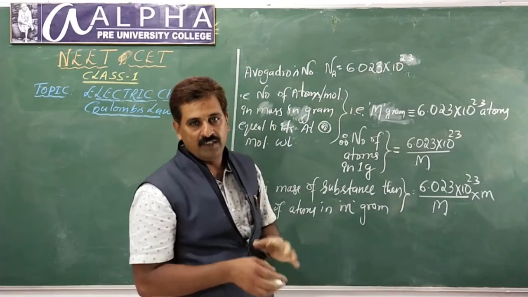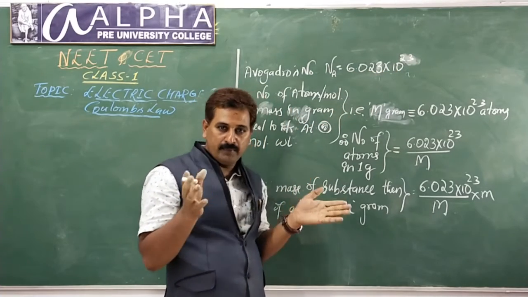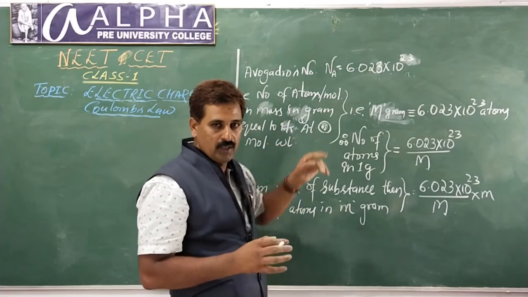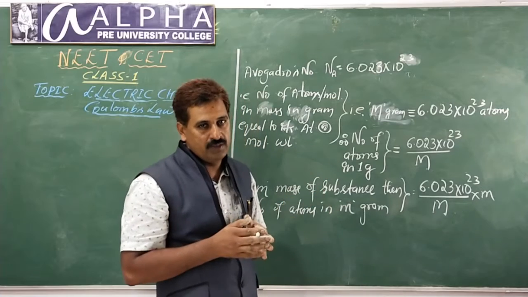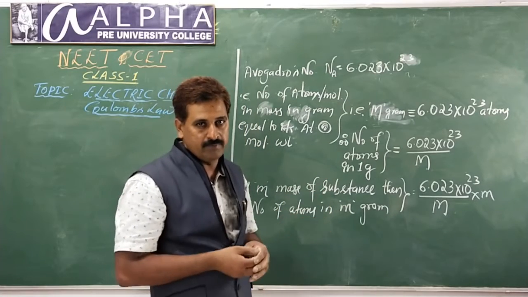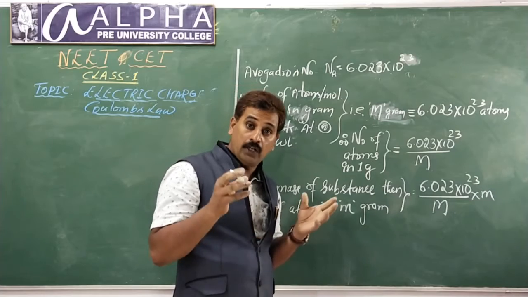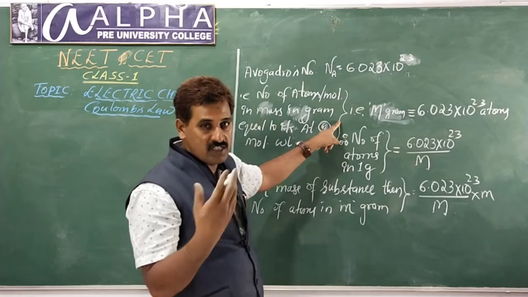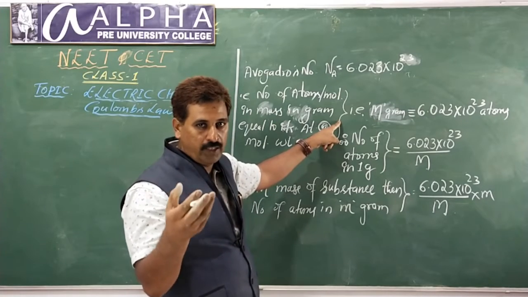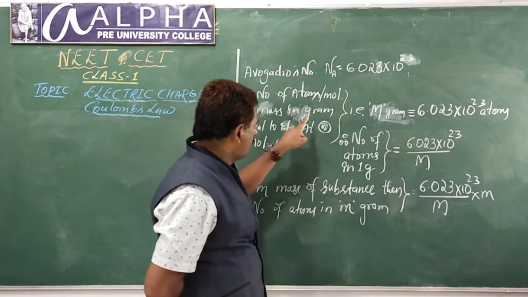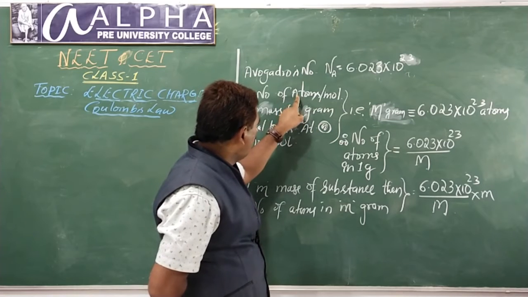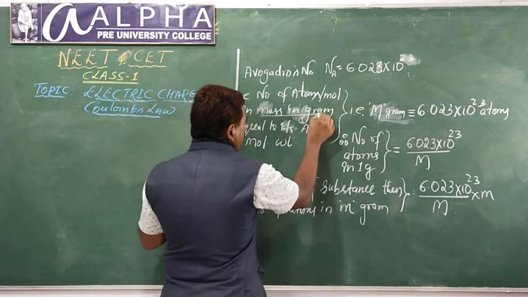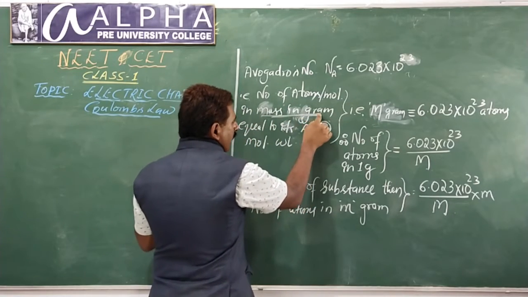What is this? This is the number of atoms or molecules. If it is an atomic substance, the number of atoms. For a molecular substance, the number of molecules. Inert gases, helium, argon, are in atomic state, so number of atoms. Water, oxygen, nitrogen, O2, N2 are molecular substances, therefore number of molecules.